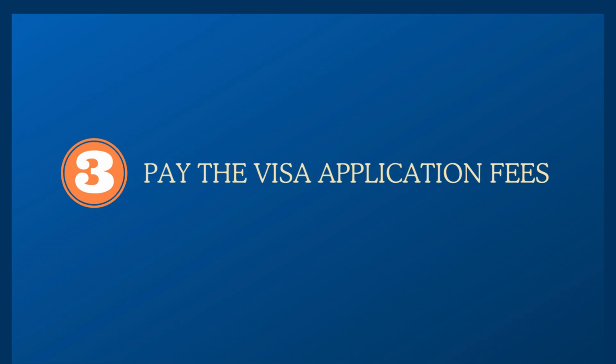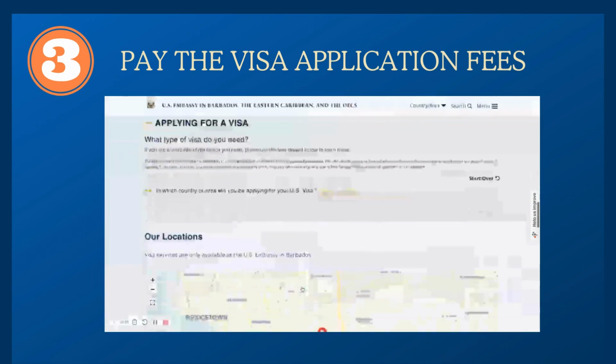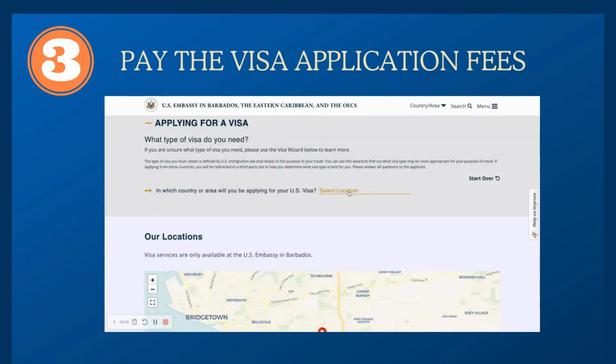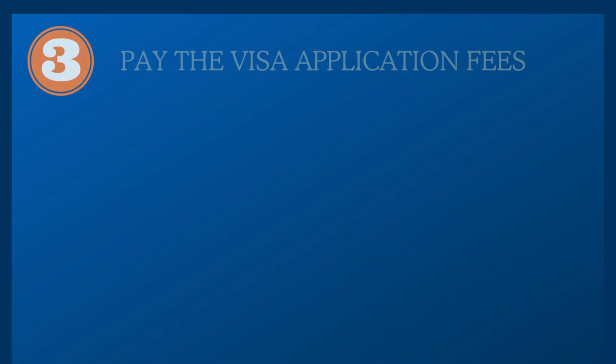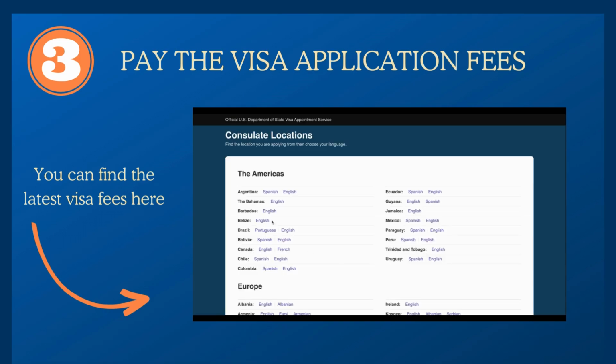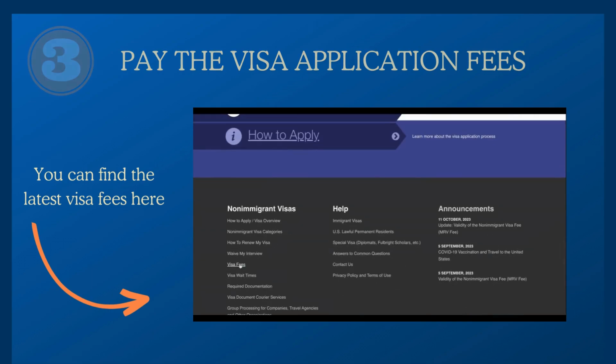In addition to submitting your DS-160 application, you will need to pay your application fee. To find the latest information on visa fees from the U.S. Visa page, click on the Apply tab, select the country where you are applying for the U.S. visa, and click on the available link. From there, follow the necessary prompts and scroll down to where it says Visa Fees.